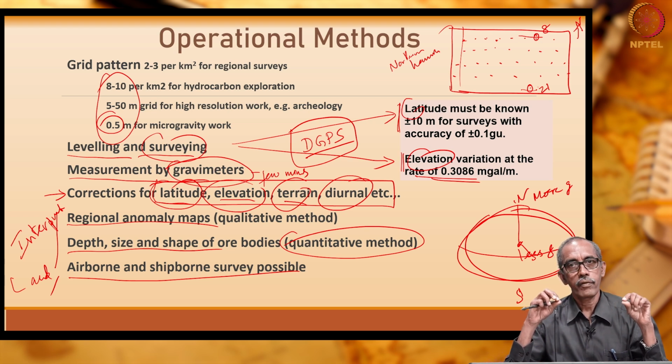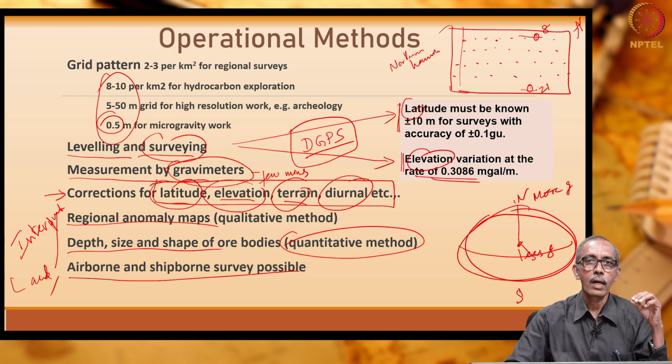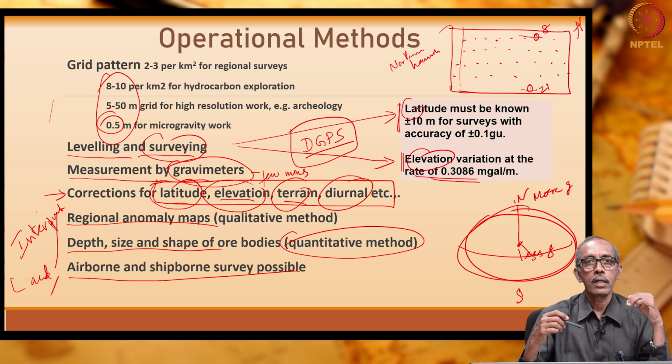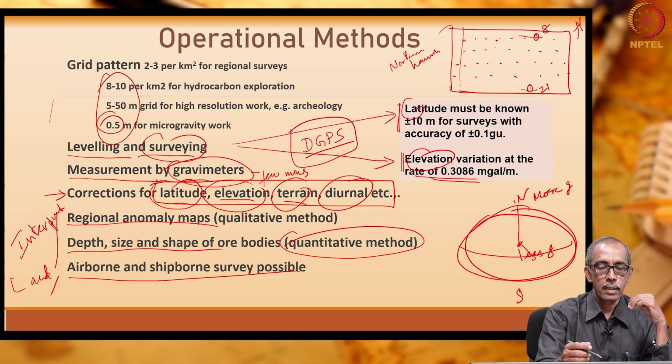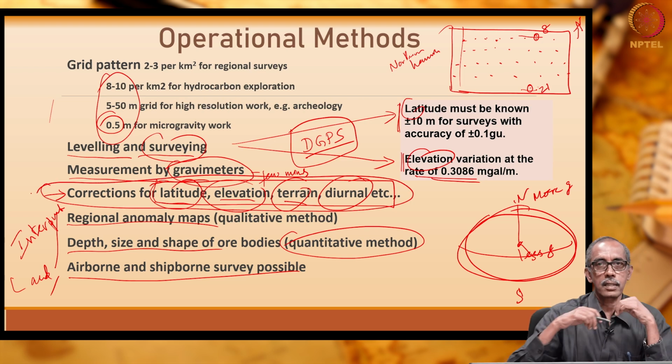So, we had seen different gravimeters very briefly. Then we had a look into how gravimeters are calibrated. Then after calibration, how the instruments are deployed to carry out the survey in the field. This is what we have seen in this particular slide. We will continue with how corrections are going to be applied in the next lecture.